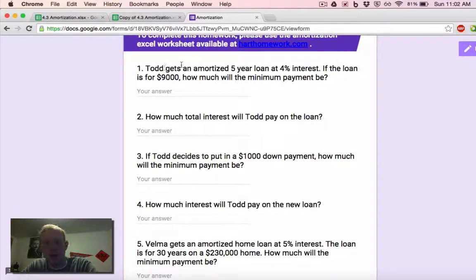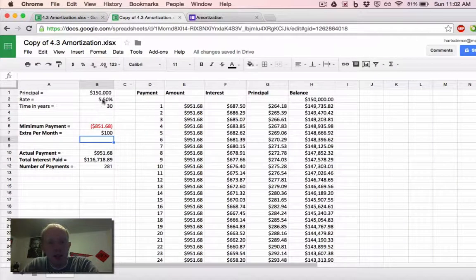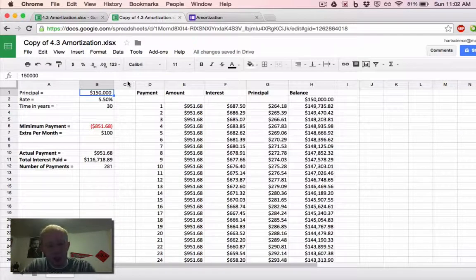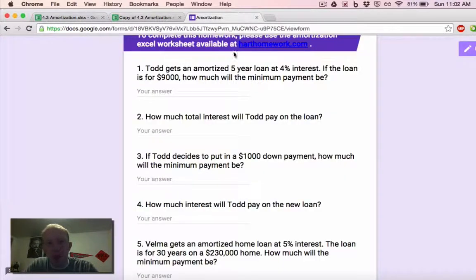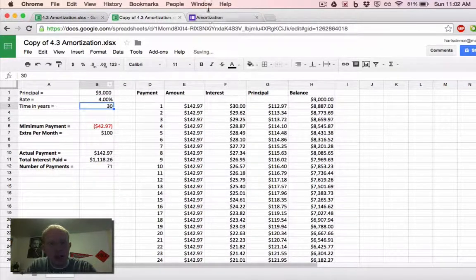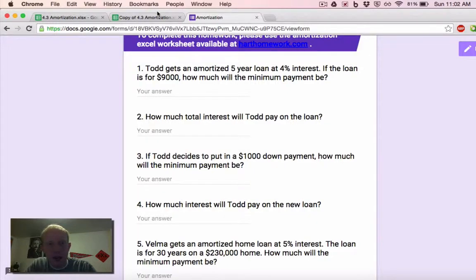situations. Okay, so for example, Todd gets an amortized 5-year loan at 4% interest. If the loan is for $9,000, how much will the minimum payment be? Okay, so we just got to use this calculator. So we're going to say, okay, his loan was for $9,000. Okay, so that means we're going to have a $9,000 principal. The APR was 4% right here, 4% interest. So we just plug in 4%. And then the term of the loan was 5 years.